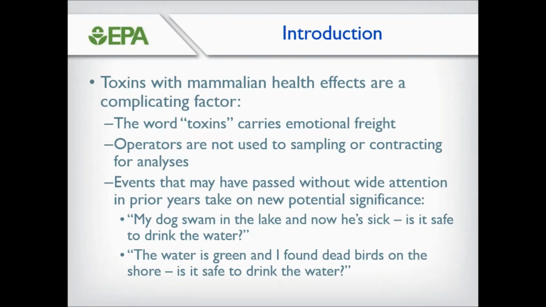Toxins are really the complicating factor in all of this, because these toxins generate mammalian health effects, and the very word toxins carries a lot of emotional freight. On top of that, operators are pretty good at sampling for a lot of other regulated constituents, and they know which labs are good at carrying out the analyses and who to contract with. Sampling for toxins and contracting for toxin analyses is new territory. And events around your water supply that may have passed without a whole lot of attention in prior years can take on new potential significance.